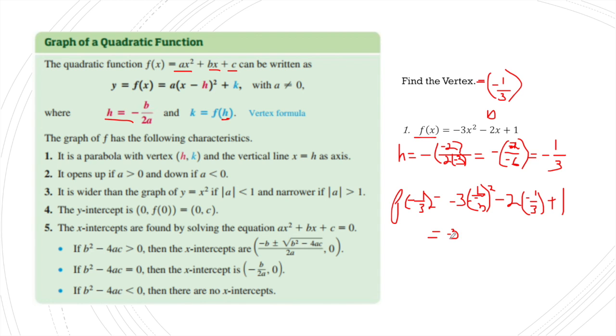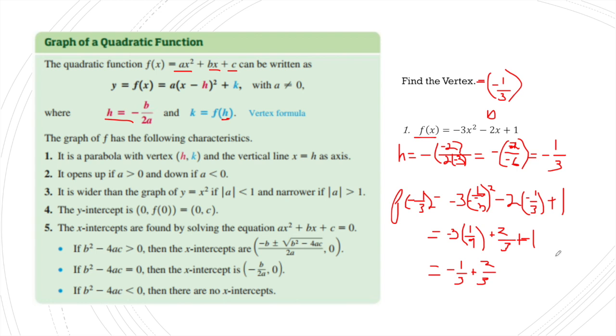So I have -3. -1/3 squared is going to give us a positive 1/9. -2 times a -1/3 is going to give me a positive 2/3 plus 1. Whoop. So -3 times 1 over 9 is going to be -3/9. That's -1/3. So now I have -1/3 plus 2/3.